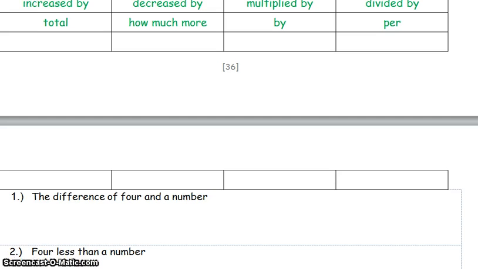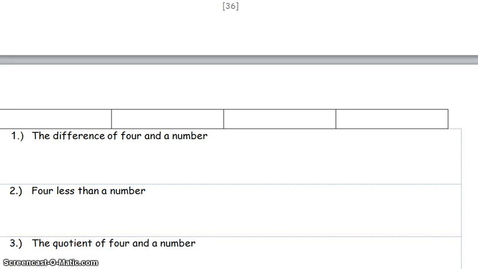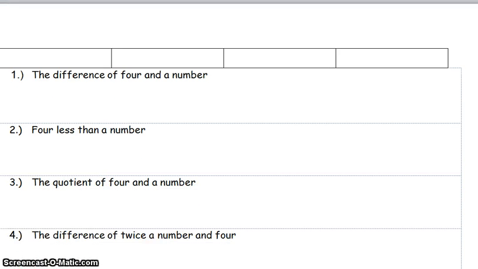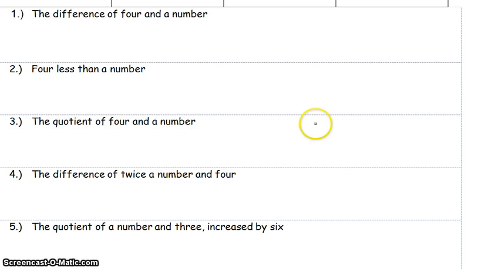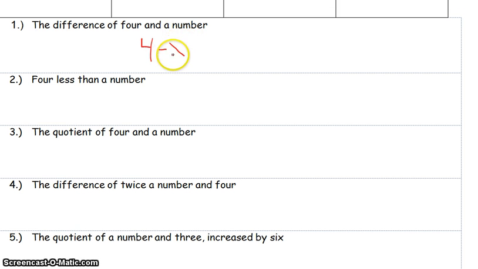We are going to do some examples. Okay, so we would start with example 1. It says the difference of 4 and a number. According to your chart, difference is subtraction. So the difference of 4 and a number is 4 minus x.